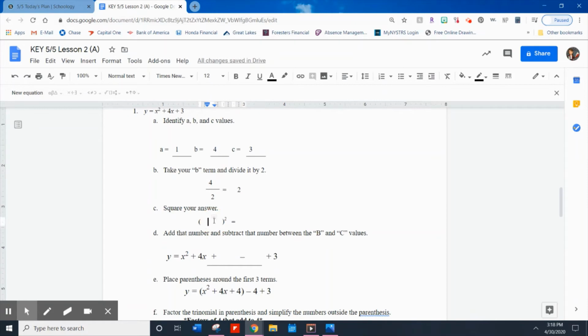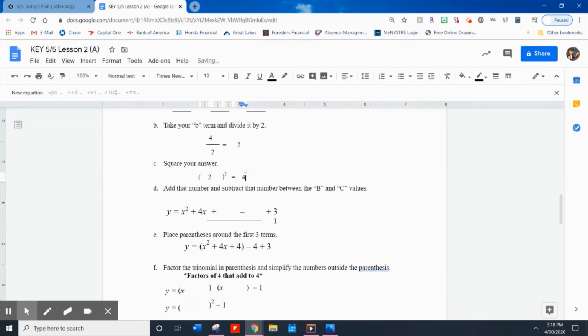Next step, square your answer. So 2 squared, 2 times 2 gives me 4. Then you are going to add that number and subtract that number between the B and C values. So I already have the plus and the minus in here for you. So you just need to do add 4, and then we are subtracting 4.